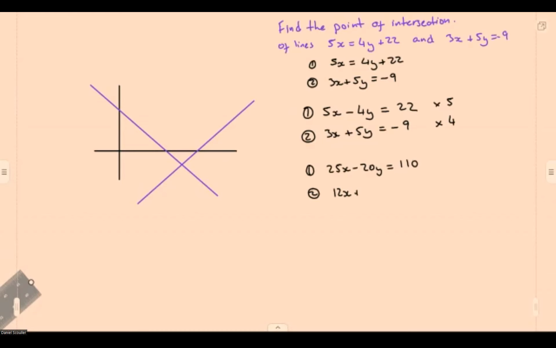12x plus 20y is equal to minus 36. And then we're trying to eliminate those two figures. Would it be -4, not +4?